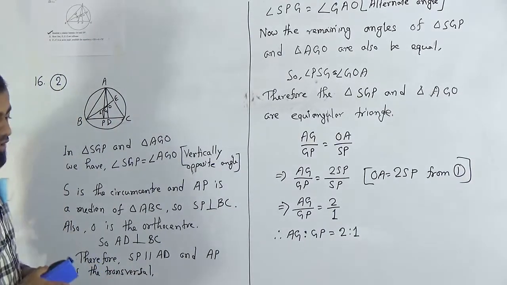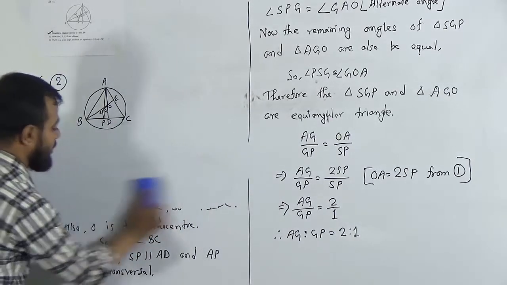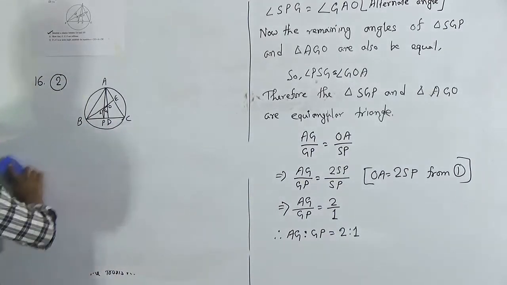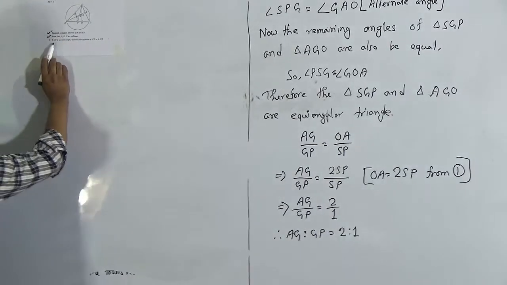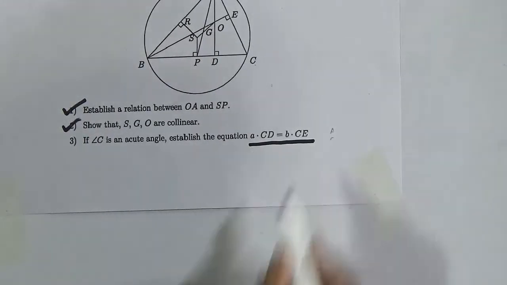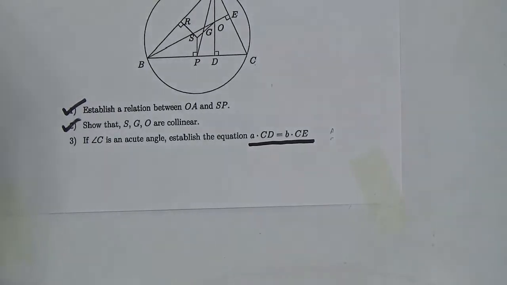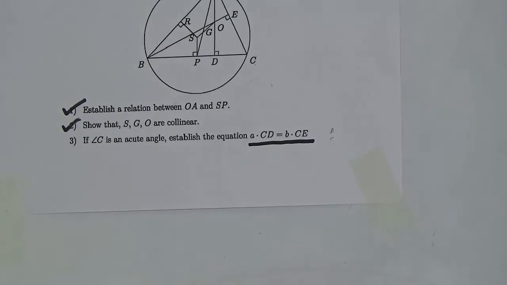Now we will prove question number 3. Look at question number 3. If angle C is an acute angle, establish the equation A into CD is equal to B into CE. Okay, now I am going to establish this equation.